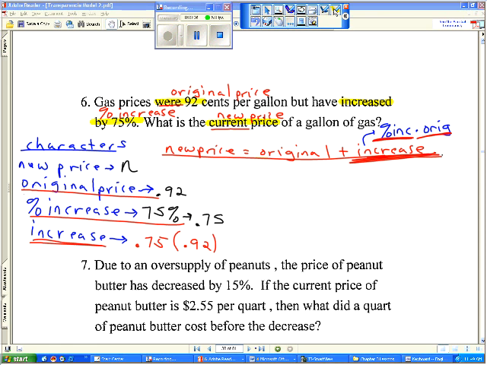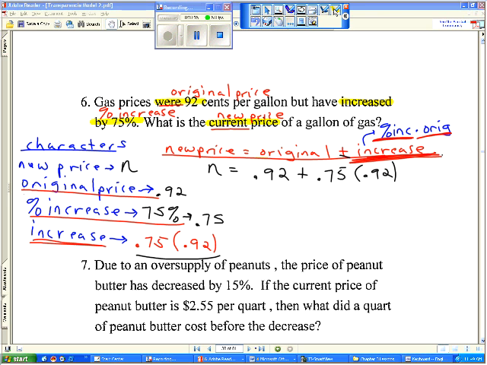Okay, so we get the new price, N, is equal to the original price, 92 cents, minus or plus, because it's an increase, the amount of increase, which we've assigned this, 0.75 times 0.92. So we have new price is equal to original plus increase, and the increase is percent increase times original. Everybody see how we got our equation set up, our characters, and our word sentence?